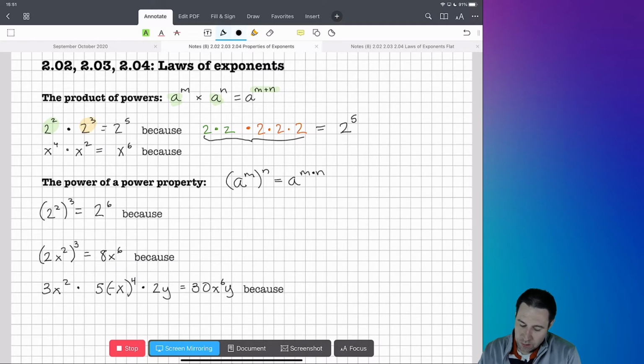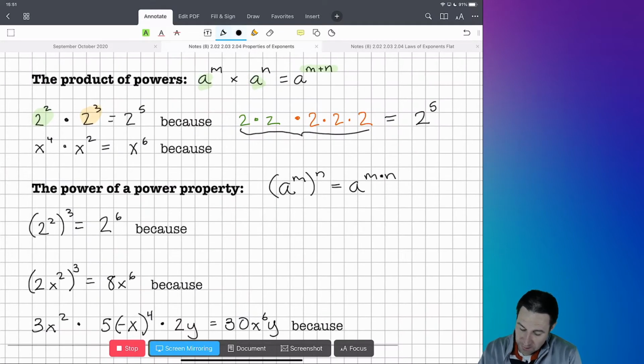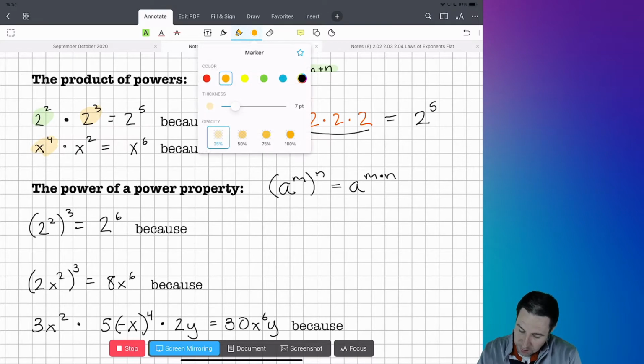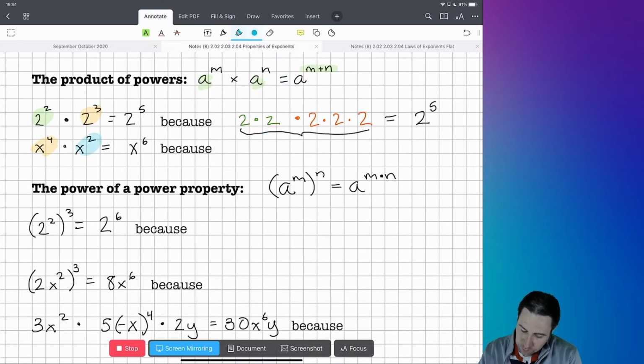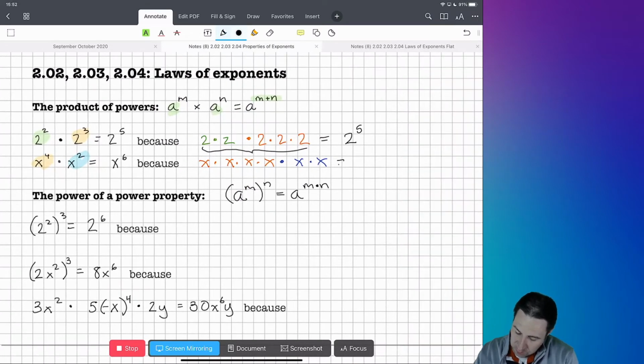This also works for variables. x to the 4th multiplied by x squared. x to the 4th is x times x times x times x. And we're going to multiply that by x squared, which is x times x. And here we can see that the x is repeatedly multiplied 6 times. So that's the product of powers rule.